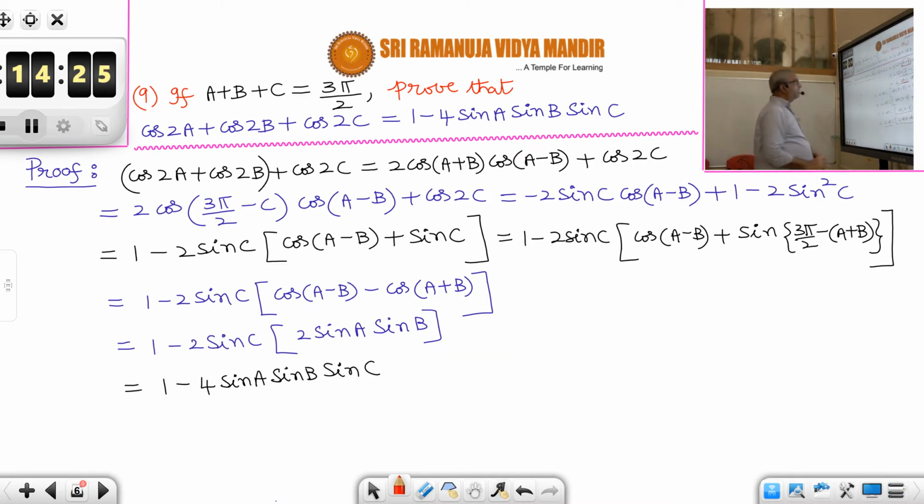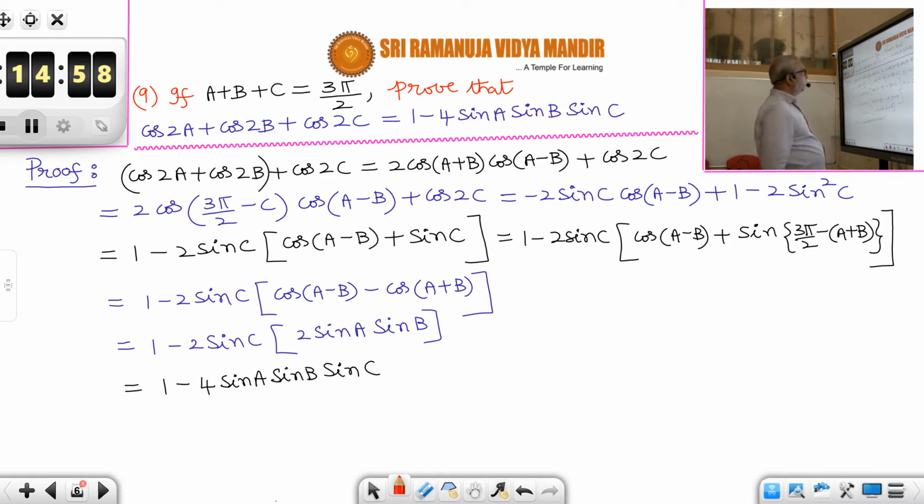Let us see the 9th conditional identity. Here a plus b plus c is equal to 3 pi by 2. That is the condition here. So this identity cannot be applied to a triangle because in a triangle a plus b plus c is equal to pi. Whenever you have an identity with the condition a plus b plus c is equal to pi, that can be applied to a triangle. Okay. But here a plus b plus c is equal to 3 pi by 2.